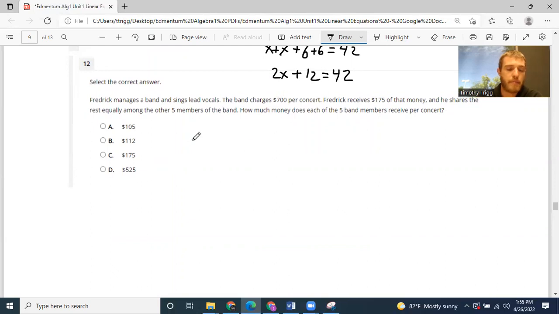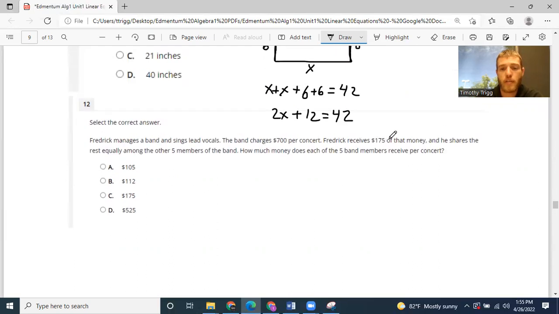Solve for X, get X by itself. Frederick manages a band and sings lead vocals. The band charges $700 per concert. Frederick receives $175 of that money, and he shares the rest equally among the other five members of the band. How much money does each of the five band members receive per concert?